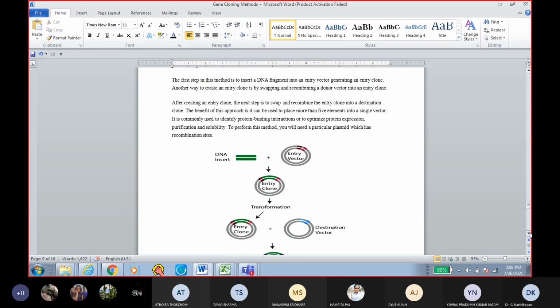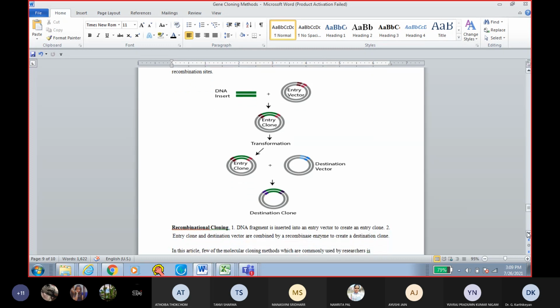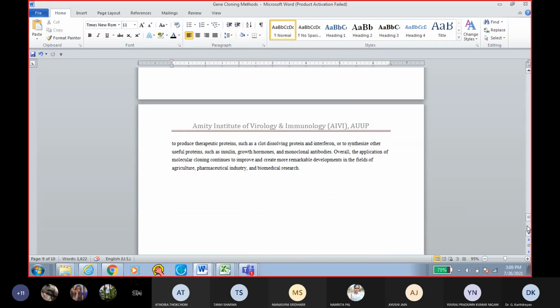Now the entry clone is nothing but a modified vector, which is now carrying a piece of your DNA fragment. And then you would transform this into E. coli. Suppose you want to move from this entry clone to some other vector. For example, you may have cloned in a cloning vector, but now you want to express this gene. The expression vector is your destination vector. Then you can again use the recombinase enzyme to move your DNA fragment from this entry clone into the destination vector, and it will get moved. All you need to do is incubate with the recombinase enzyme. So this is called recombinational cloning.